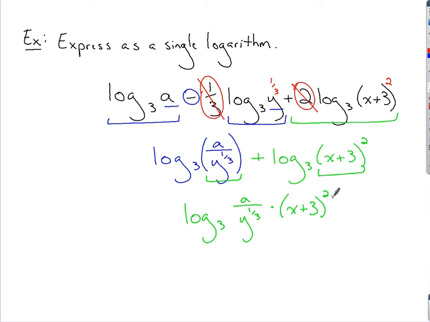Now, all of this is being plugged in the logarithm, and really we should clean that up a little nicer. I've got this quotient times this idea. Technically this is over 1, right? So let's go ahead and multiply the fraction out to simplify further. I'd have log base 3 of a times x plus 3 squared all over this y to the 1/3 idea. Now, if I write y to the 1/3, that's fine. But how's another way I could write y to the 1/3? Anybody know?